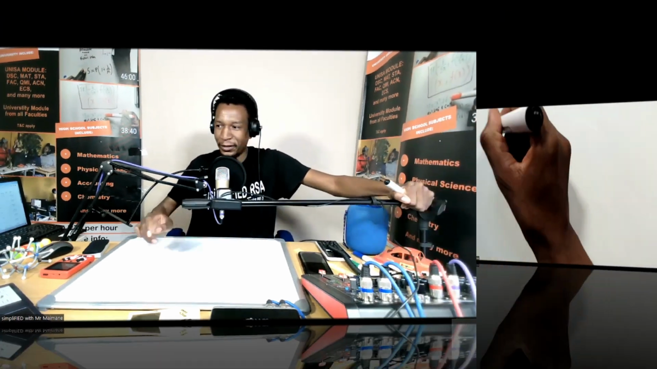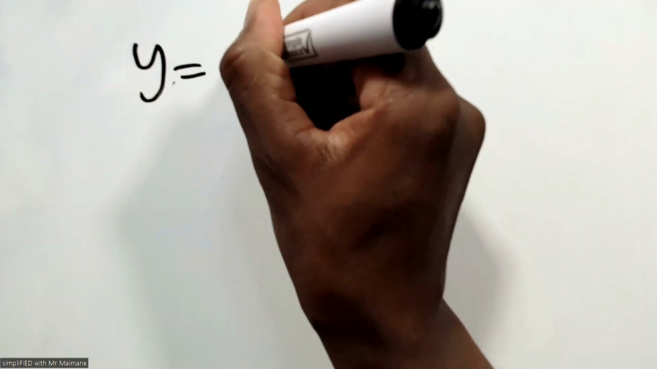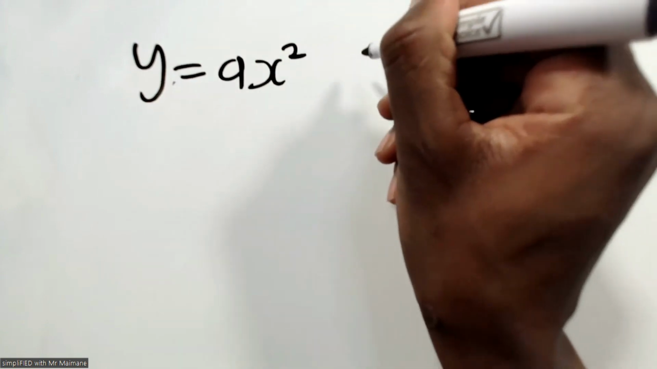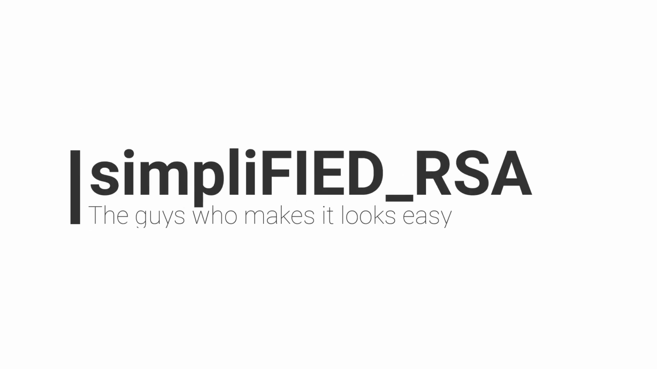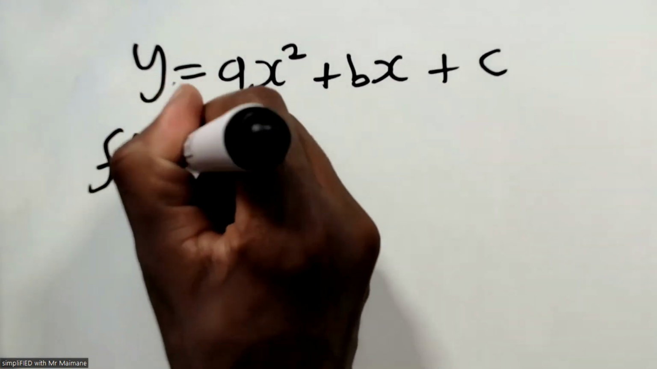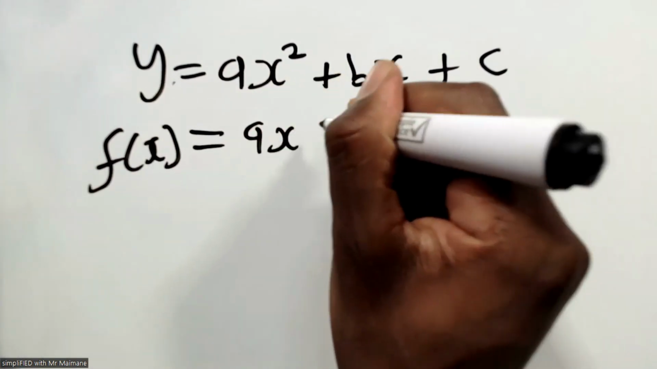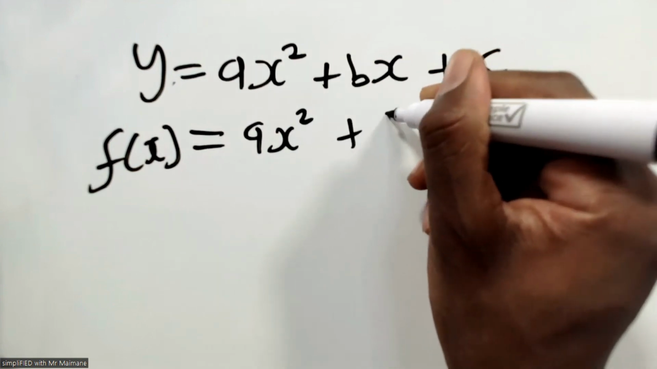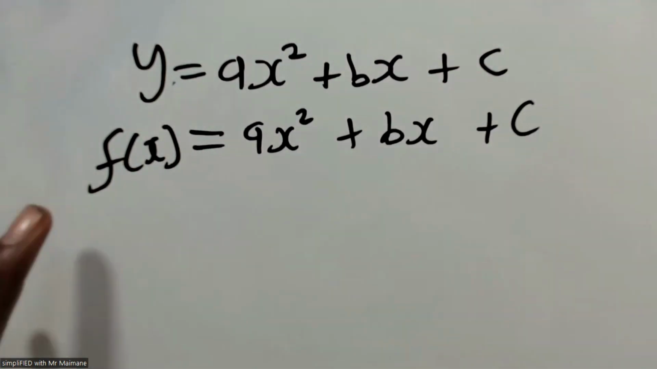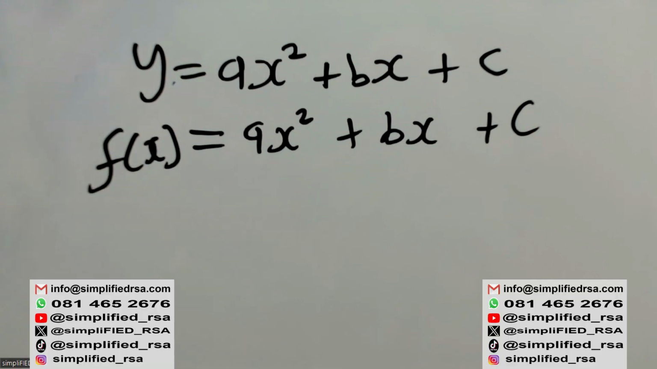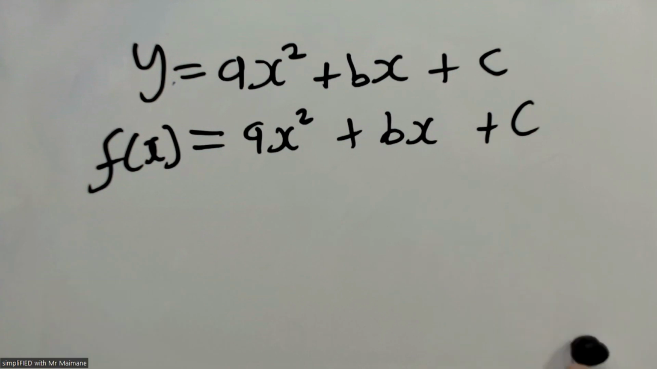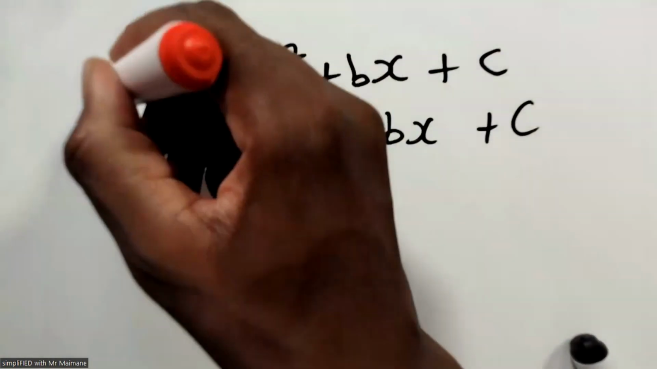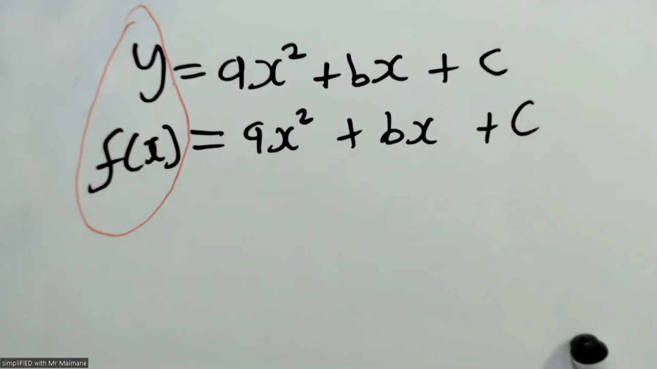So a quadratic function can be represented as y equals ax squared plus bx plus c. I normally tell students that y is the same as f of x. So this could be represented as f of x equals ax squared plus bx plus c. Y and f of x are the same thing, a function of x, or you can just use y as a variable. You just have to remember that these two things represent the same thing.